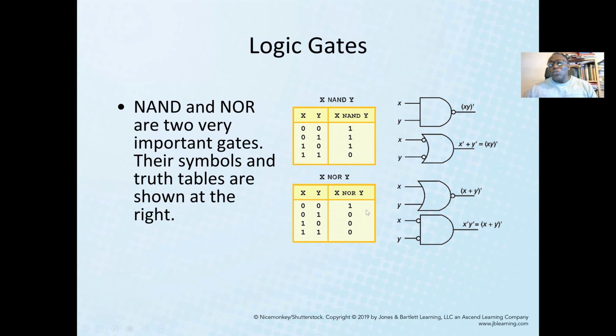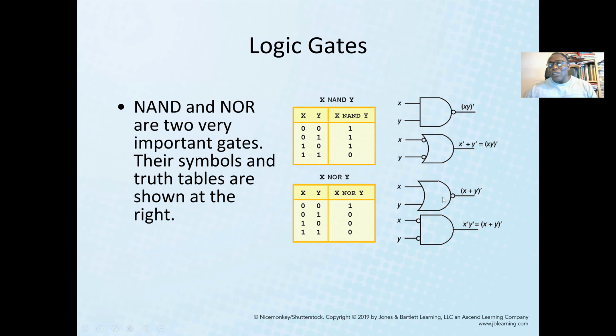The same thing applies to OR. In OR also, we said that if it's 0, 0, the output should be 0, but this time it's 1. So not OR, 1. Now we say in OR, 0 or 1 is 1, but not 1 is 0. 1 or 0 is still 1, but not 1 is 0. 1 or 1 is supposed to be 1, but not 1 is 0. So this is like all combined with not, and it's called NOR.